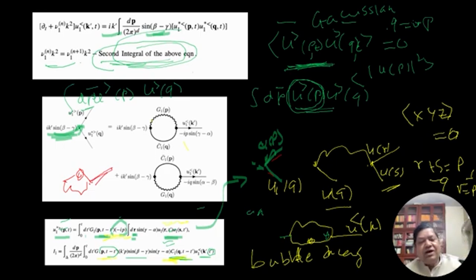So there are two diagrams coming from perturbation. I expand u1 of p and get one diagram, and expanding u1 of q, I get another diagram. So I have two integrals, I1 and I2. I'll show you I2 in the next slide. Anyway, we got this integral I1.